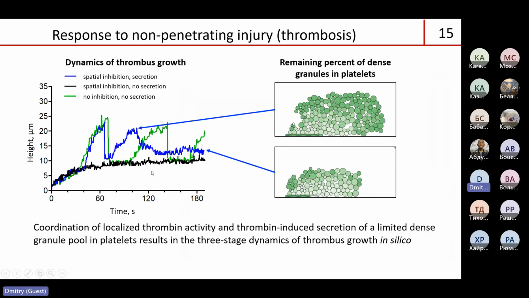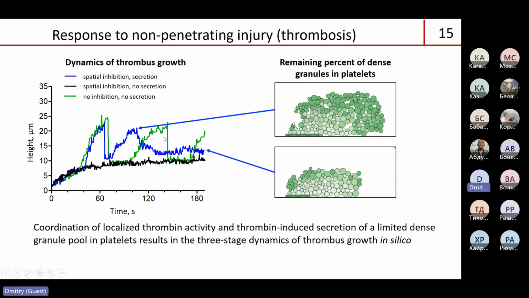So to see this, we can also look at the plot. The blue line corresponds to the spatial inhibition of thrombin in the case when there is secretion. We see that there is one cycle, the second cycle, and then the thrombus disassembles, and we see some stationary level of thrombus height. In case when there is no secretion, we see just a monotonic increase in height, but it stops in this case. And in case we have no inhibition of thrombin, we see the cycle. It grows, disrupts, grows again, disrupts, and starts growing again.